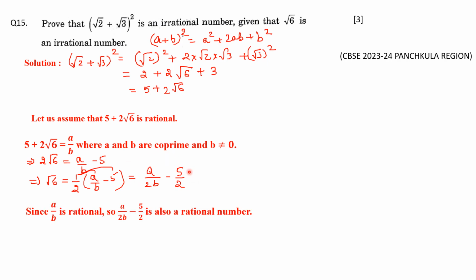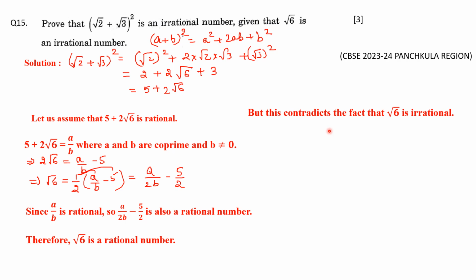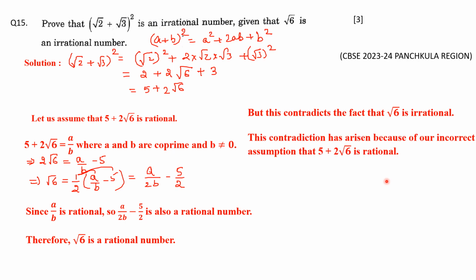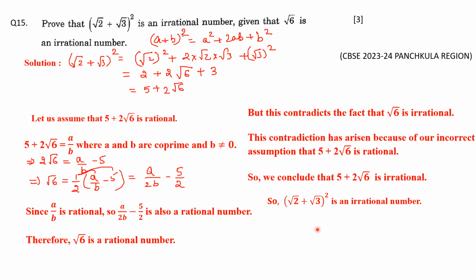And if it is rational and this is equal to root 6, so I can say root 6 is also rational. But what is given in the question? It is given root 6 is an irrational number, isn't it? And I'm getting here it is a rational number. So this contradicts the fact that root 6 is irrational. And why does this contradiction arise? Just because of our incorrect assumption that 5 plus 2 root 6 is rational. So I can say that 5 plus 2 root 6 is irrational, and that's why root 2 plus root 3 whole square is also an irrational number. Because 5 plus 2 root 6 I got after expanding root 2 plus root 3 whole square only.